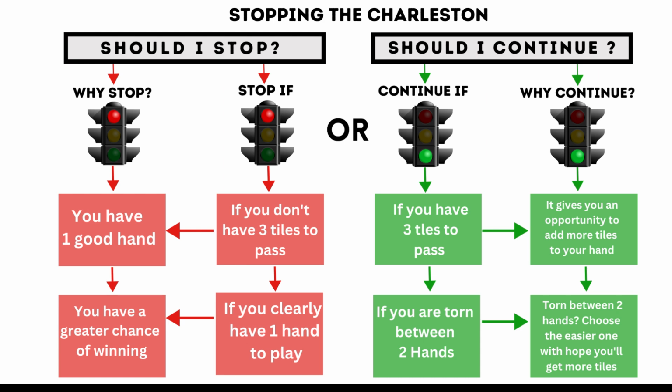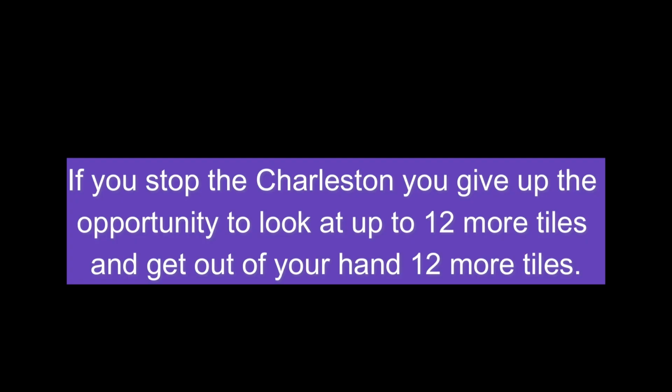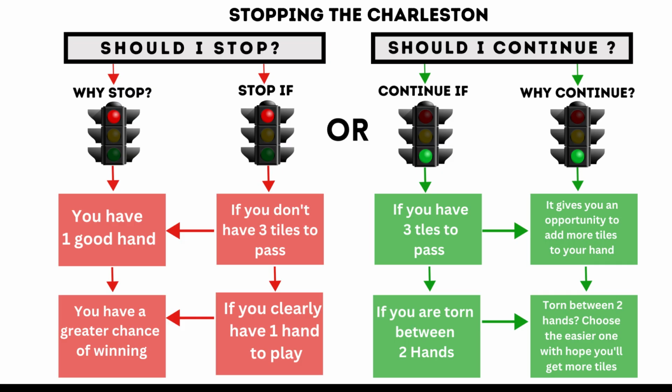By stopping the Charleston, you prevent yourself from seeing 9 to 12 more tiles during the second Charleston and optional across. Now, we haven't gone over the second Charleston yet, but I thought it was important enough to have a lesson about stopping the Charleston all on its own. Now, if you give up those 12 potential tiles that you could be looking at, you're giving up the opportunity to add more tiles to your hand during the second Charleston and the optional across.